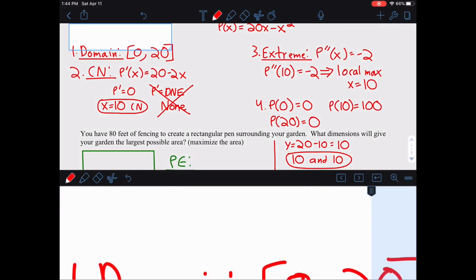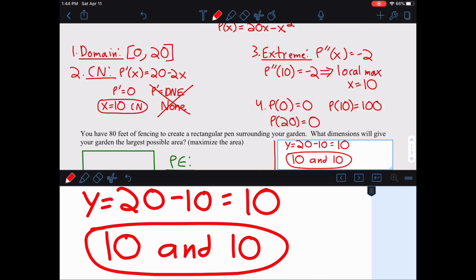So another common mistake with optimization questions is actually going back and answering the question, right? You have to look at what the question asked to find. It didn't say find just one of the numbers that gives the maximum product, right? It didn't say to just find what I've labeled as x. It said to find both. So my answer is 10 and 10.